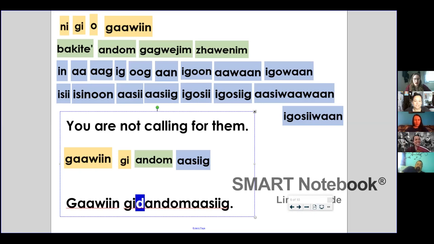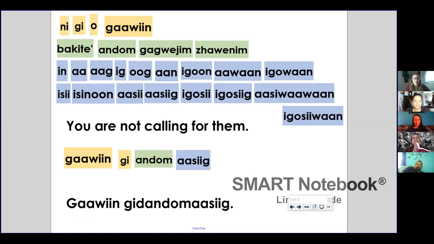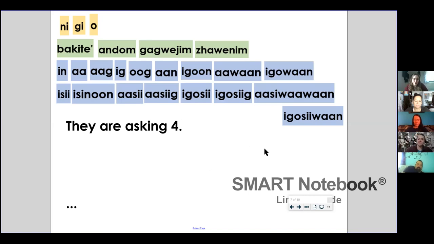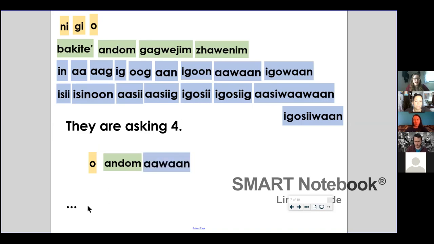So remember that those connectors come into play when the verb starts with an A. Next one. They are asking for the fourth person. So those girls, you know, they're asking for their pet. So they to four, what do we need? Okay, Kevin's got it there. So you need an O. And you need a verb, andom. And then you got on. Okay.